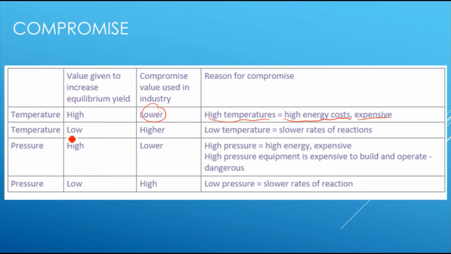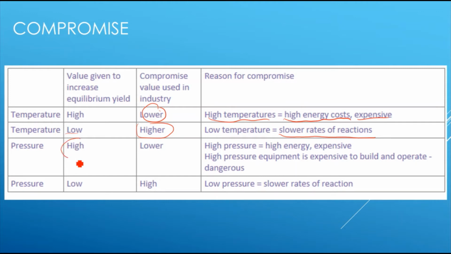But if the lower temperature is the best, then why don't we use the lowest possible temperature? Why do we use higher temperature? This is because the lower temperature would, if you remember from the collision theory, cause a slower rate of reaction, as there will be fewer collisions, therefore fewer successful collisions per second. So that's why we use higher temperature, if the lowest possible temperature would give you the higher yield.